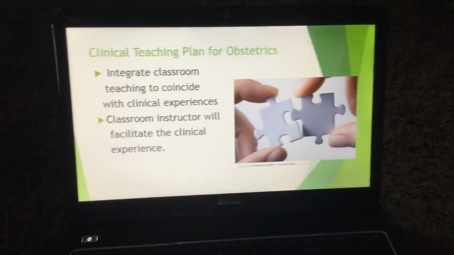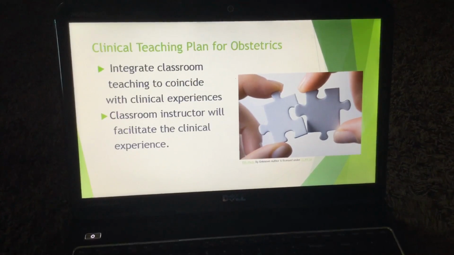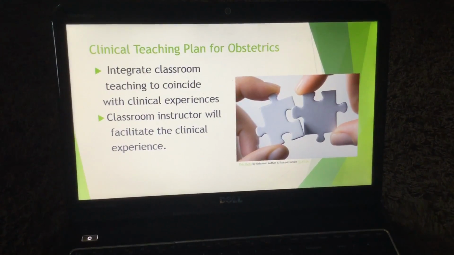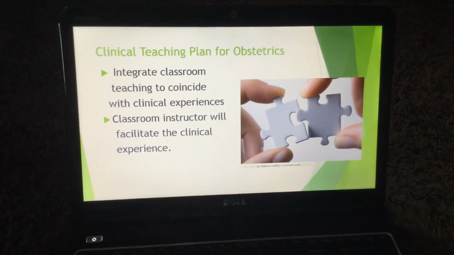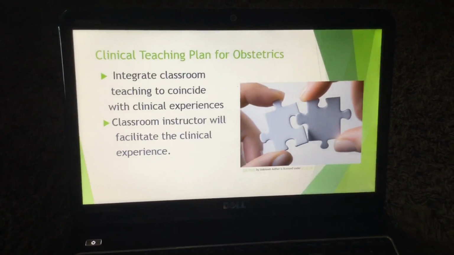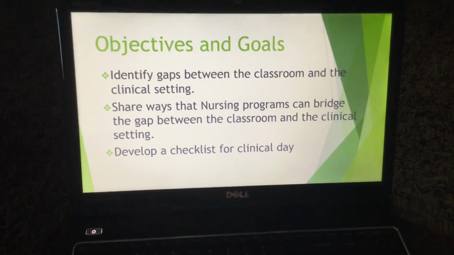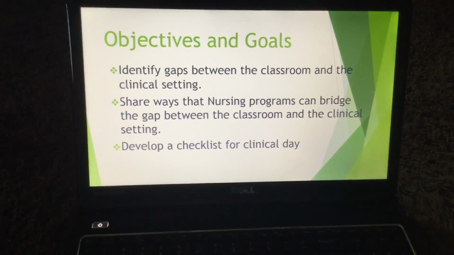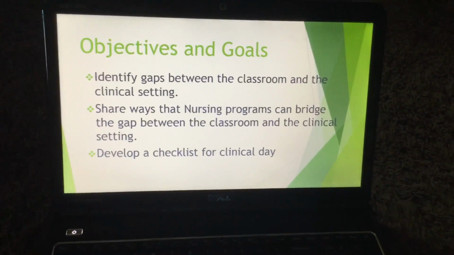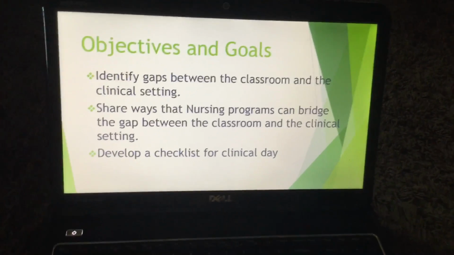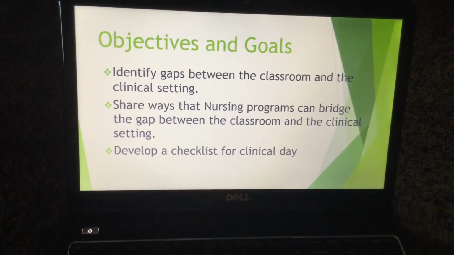So my clinical teaching plan is for an obstetric clinical rotation, and my mission is to integrate classroom teaching to coincide with clinical experiences, and also to utilize the clinical instructor facilitating the clinical experience. My objectives and goals are to identify gaps between the classroom and the clinical setting and to share ways that nursing programs can bridge the gap between the classroom and the clinical setting. Finally, to develop a checklist for the optimal clinical day.